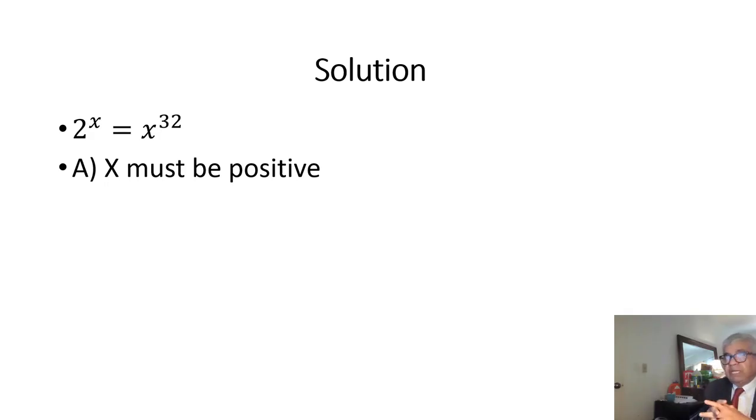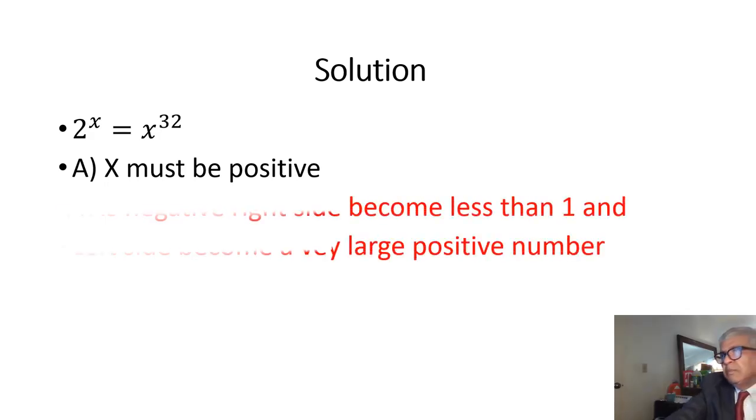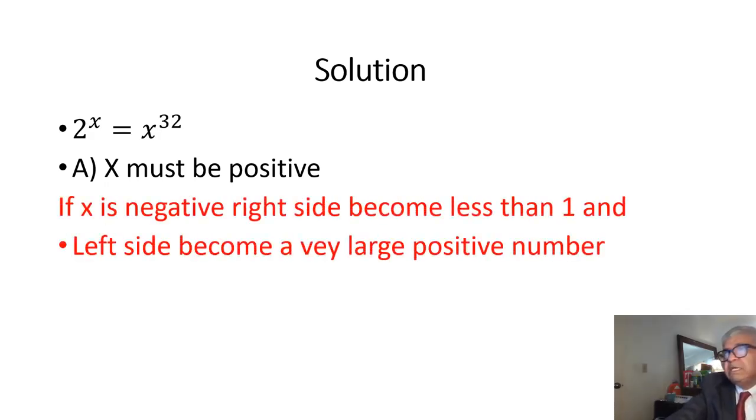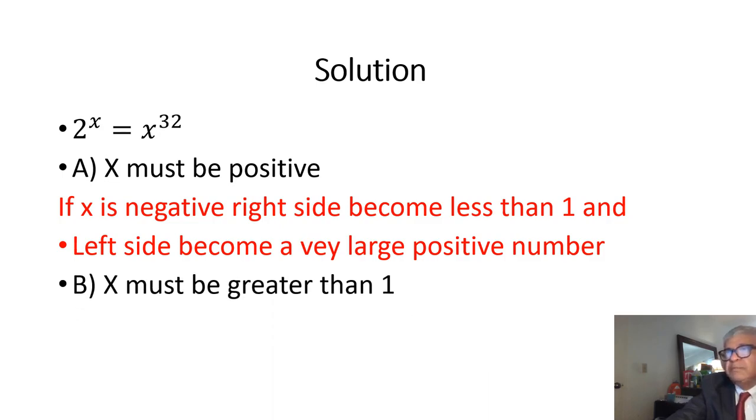So x cannot be negative, because no matter what value it holds, a negative number in the exponent is going to be 1 divided by that number, which is less than 1 on the left side, but the right side is going to be more than 1, and it's impossible that these two terms be equal with each other. So we can definitely say x must be positive. I wrote down the reasoning behind it.